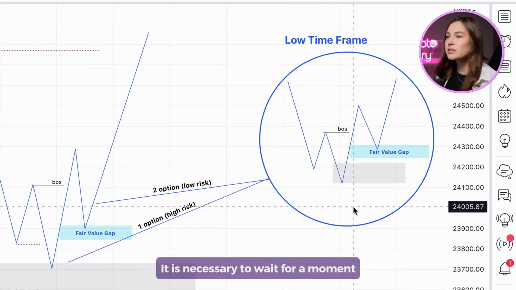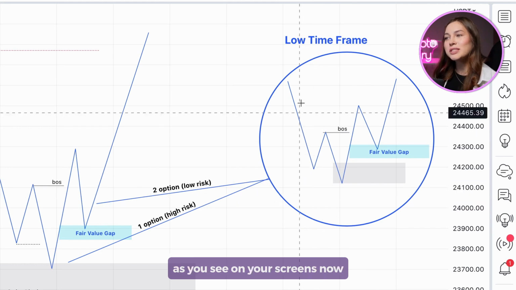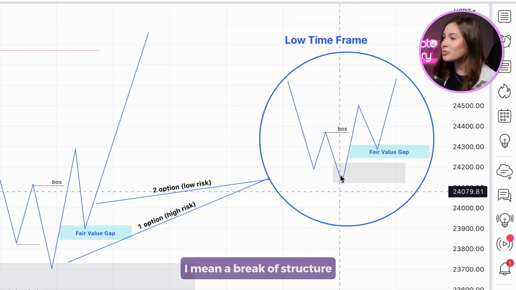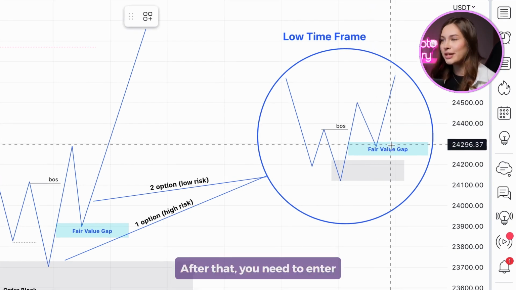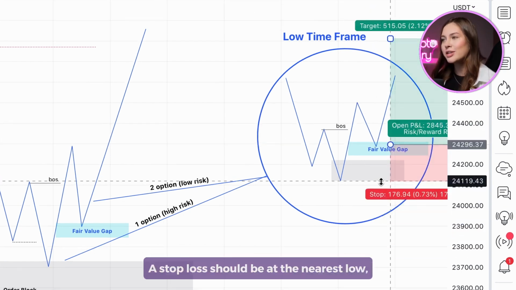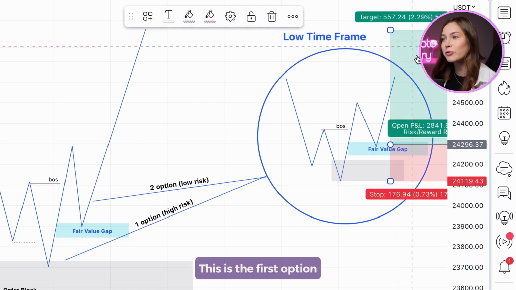It is necessary to wait for a moment when the same situation forms on the lower time frame as you see on your screens now. I'm in a break of structure and a return to the support area. After that, you need to enter. A stop loss should be at the nearest low, while I take profit on the nearest liquidity pool. This is the first option.